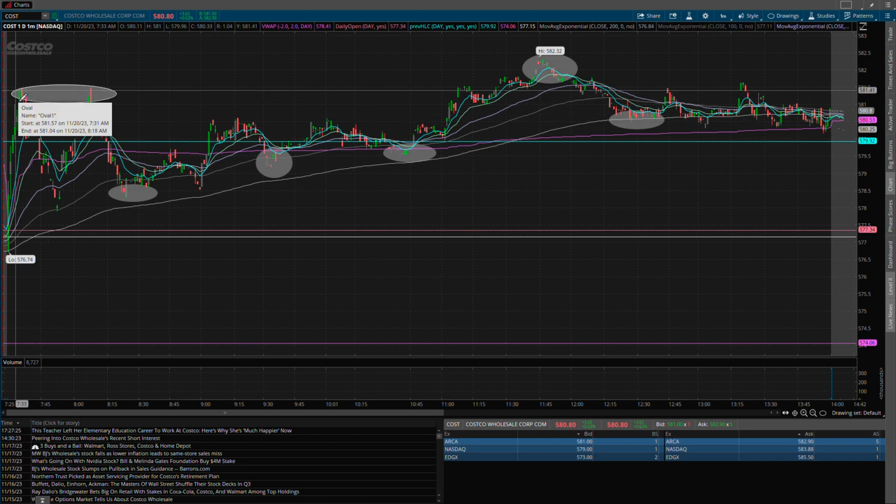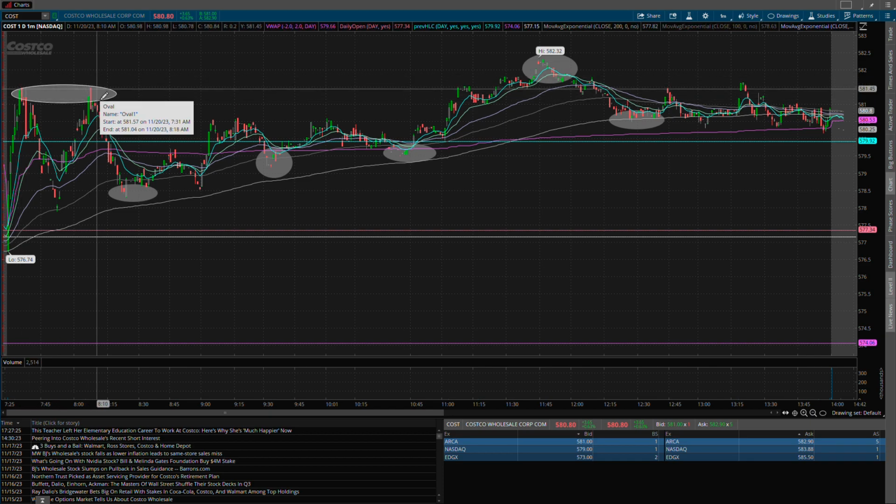Beautiful double top. How does this get away with it? How was it that that was missed? That would have been a fantastic trade. This would have been a fantastic trade.